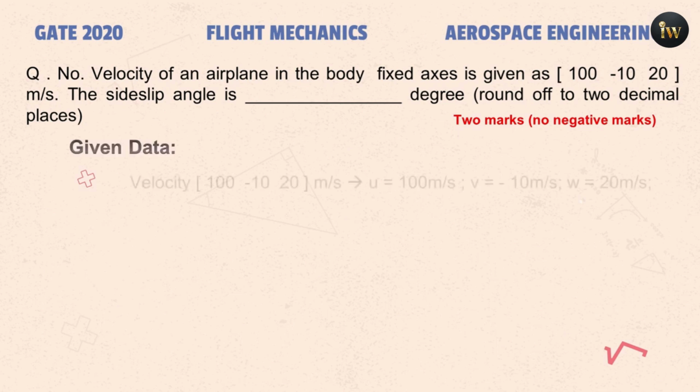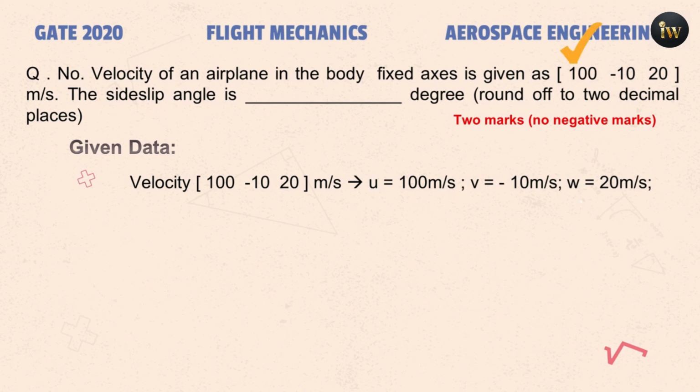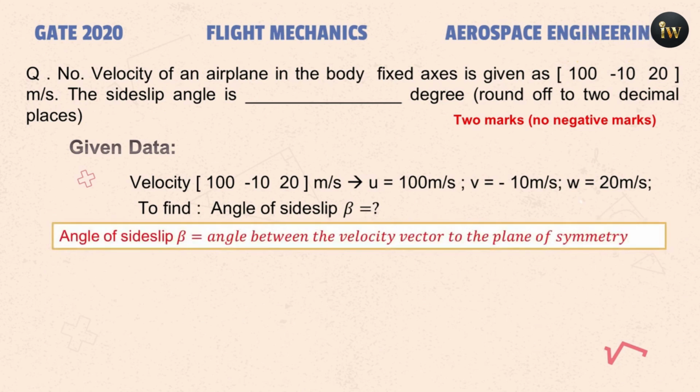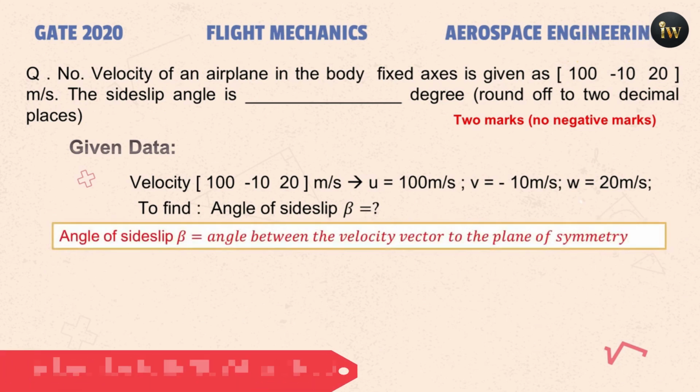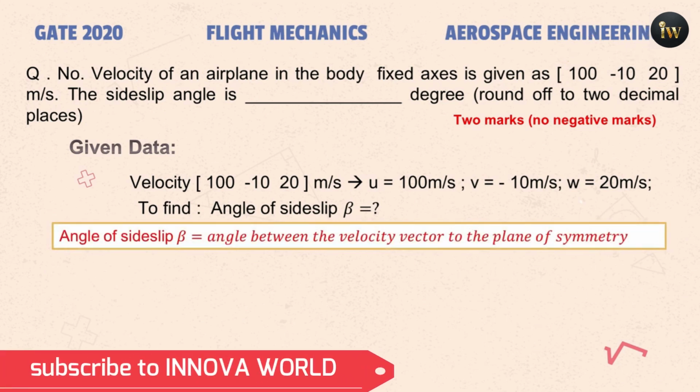Let's see the solution. These are the given data, that is the velocity. U is 100 meters per second, in the V direction we have negative 10 meters per second, and W is 20 meters per second. Now we need to find the sideslip. What is the sideslip angle? It is the angle between the velocity vector and the plane of symmetry.